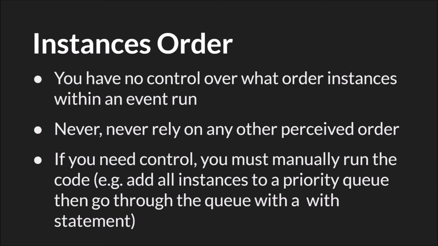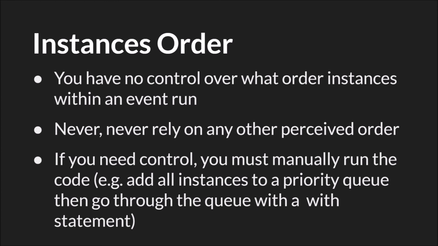As I've mentioned before, you have no control over what order instances run within an event. And just like with event order, you should never rely on any perceived order. Again, you can do some tests and you can figure out how instances are running, because GameMaker Studio 2 will use an order. I think in Windows, they generally run them from the smallest instance ID number to the largest instance ID number. But again, you should never rely on that. It might be different on different platforms, different computers, different game updates. If you need control, you must manually run the code in the order you want it.